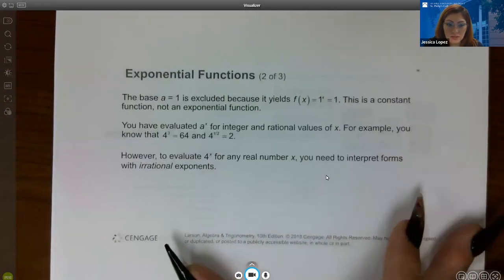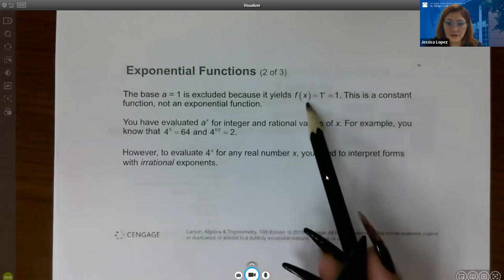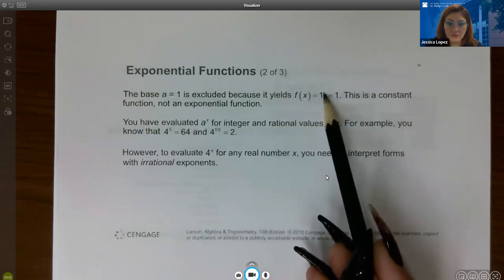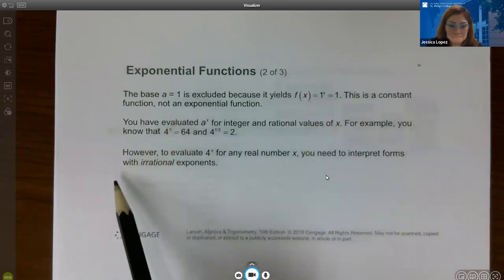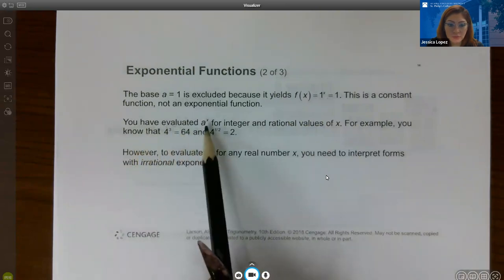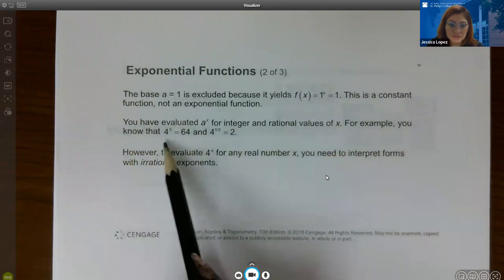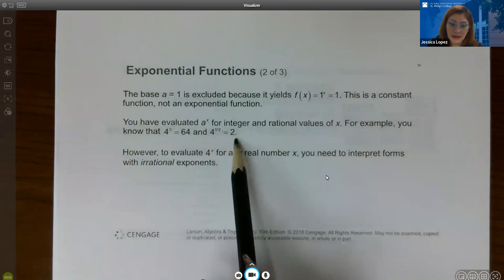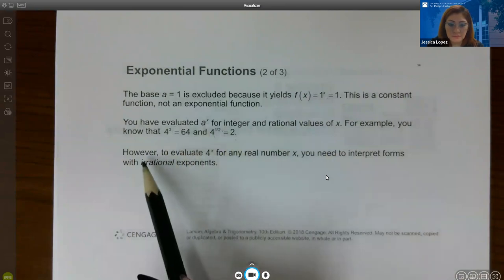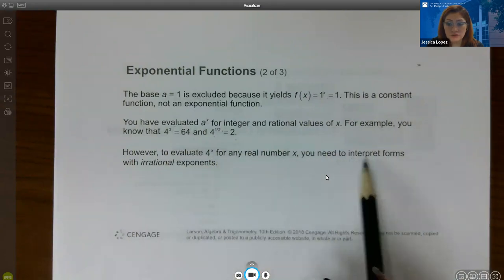Okay, so this is just saying the exact same thing that I said. If it were 1, then it would look like this, but 1 raised to any exponent is still 1, okay? It says, you have evaluated a to the x for integer and rational values of x before. For example, you know that 4 cubed is 64. You can type in your calculator 4 raised to the 1/2 and get 2. However, to evaluate 4 to the x for any real number, you need to interpret forms with irrational exponents.